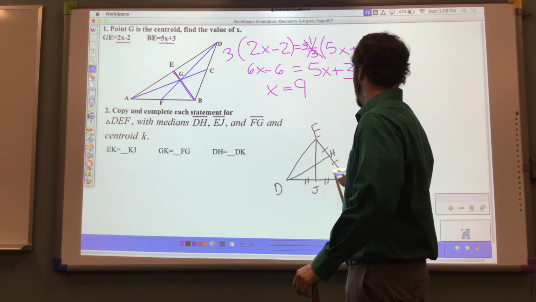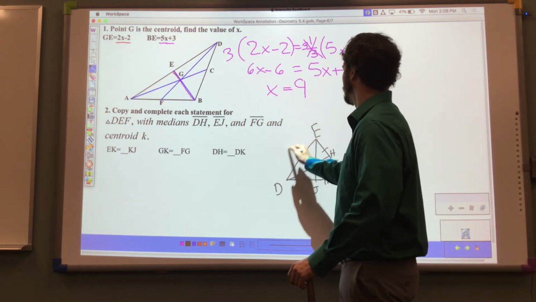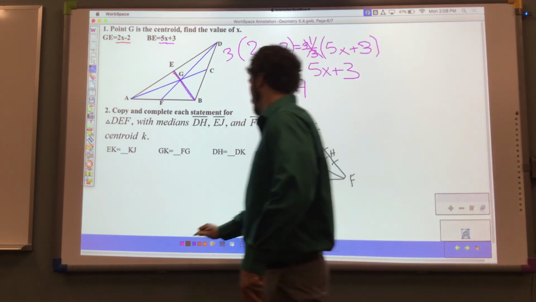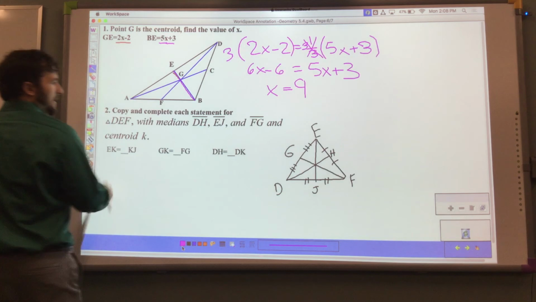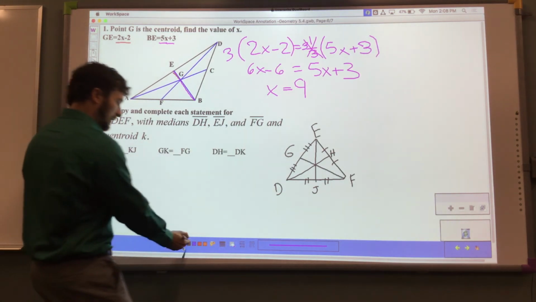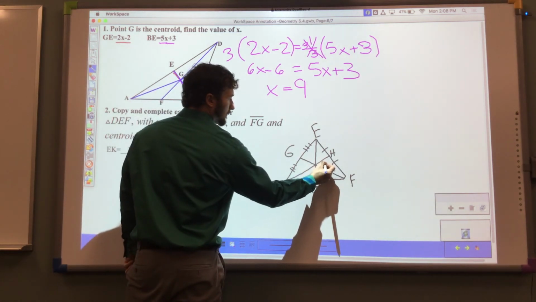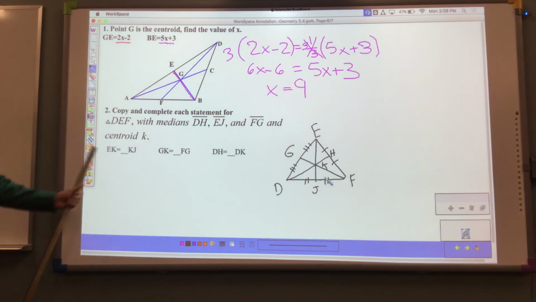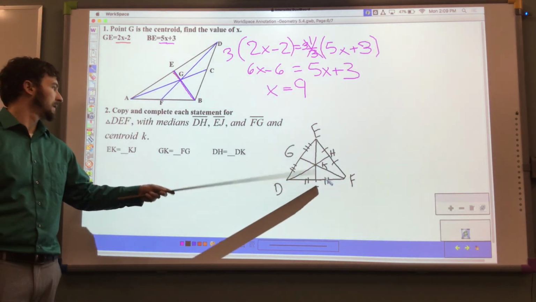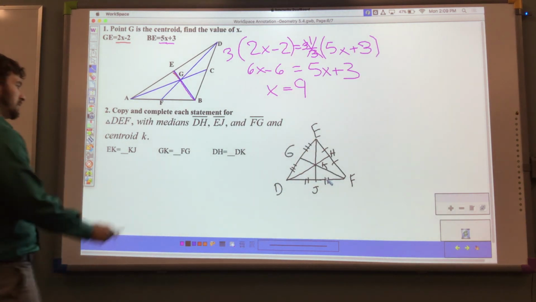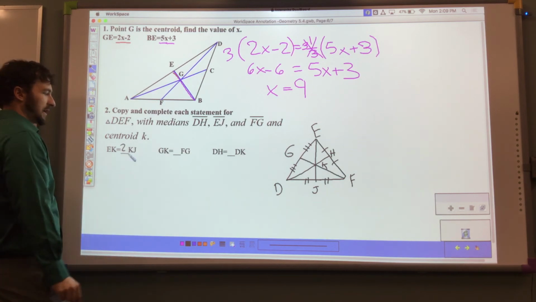And then FG. So it says EK. So K is our centroid, I should label that. It says EK equals blank KJ. Well, KJ is 1/3, EK is 2/3. So EK is equal to 2 times KJ.